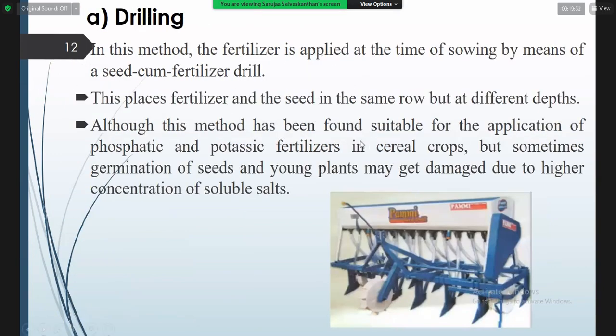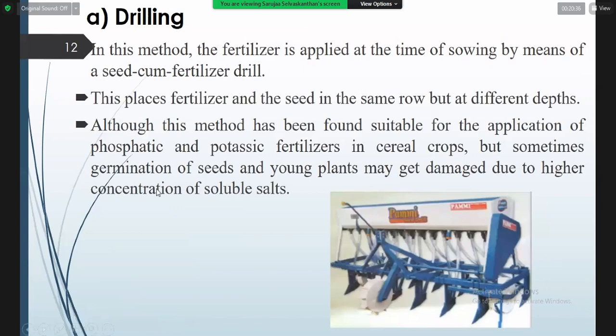Drilling uses machinery. In this method, fertilizer is applied at the time of sowing by means of a seed cum fertilizer drill. You can use this machinery or the drilling method. This places fertilizer and seed in the same row but at different depths. This can make holes of different depths.